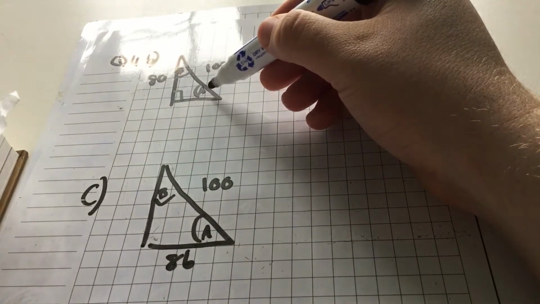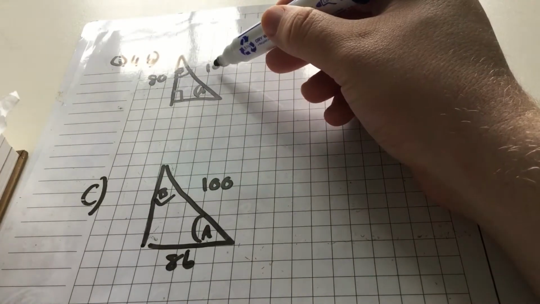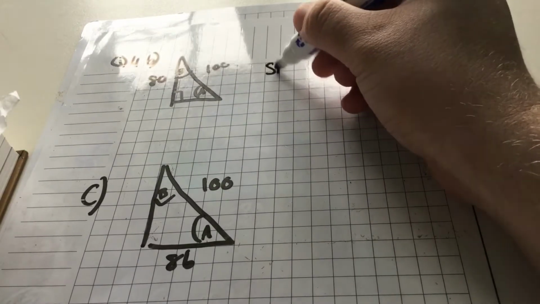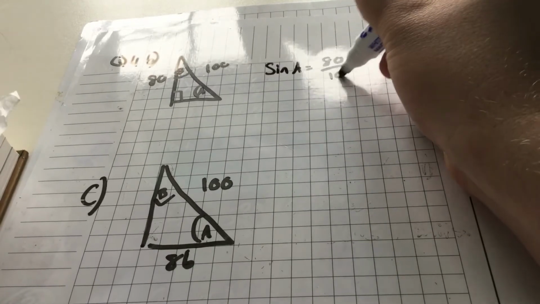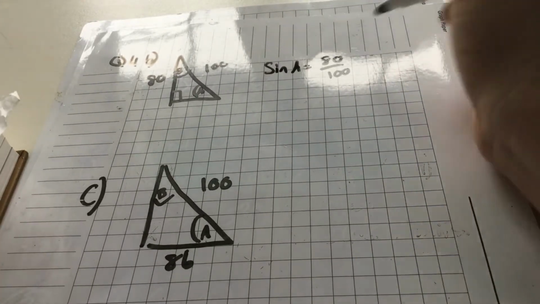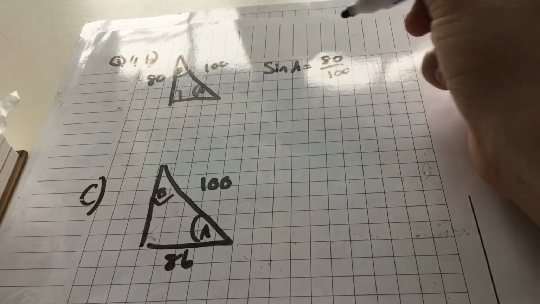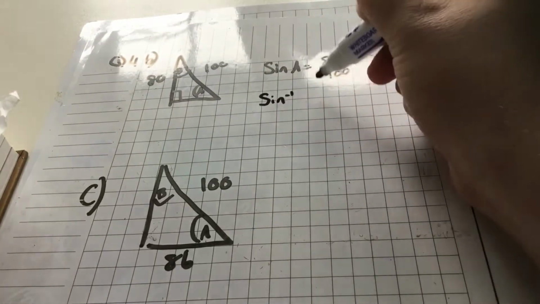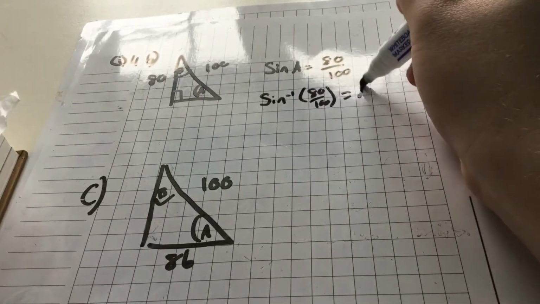Now, if we look at A, we have the opposite of 80 and the hypotenuse of 100. So that means I'm going to use sine. So sine A is 80 over 100. Now this will simplify down to 8 over 10 or 4/5 if you like. So then I go sine inverse of 80 over 100 or 4/5 equals A.